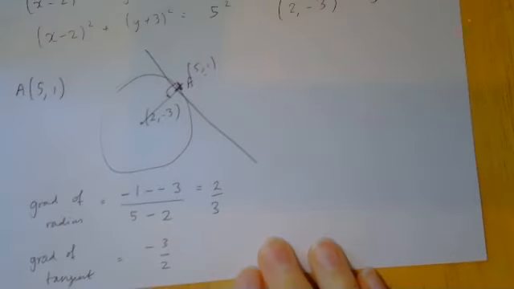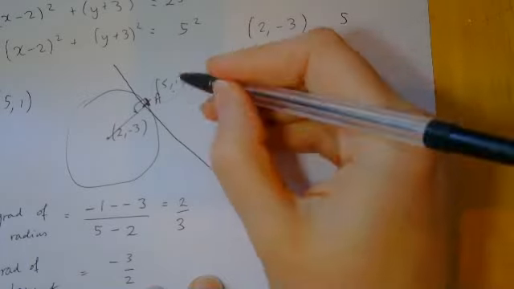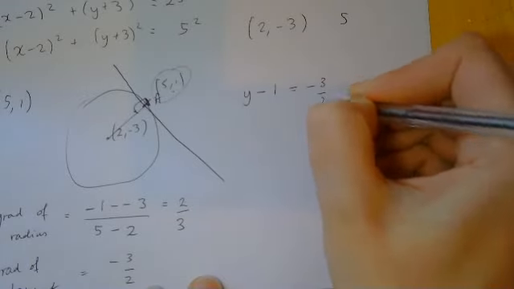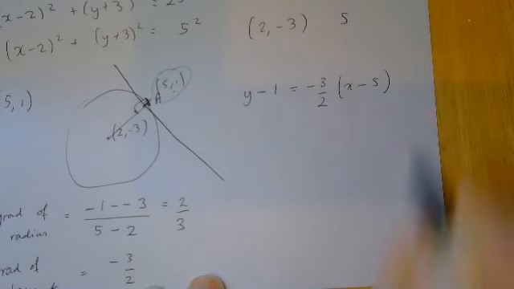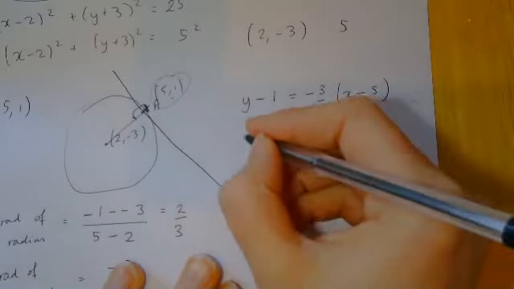So, henceforth, the gradient of the tangent then is going to be the negative reciprocal of that. So, minus 3 over 2. Okay? Right, so, what have I got? This is my point. So, I've got y minus y1 equals m(x minus x1). Again, you might now be doing y equals mx plus c. That's fine, that is not a problem.